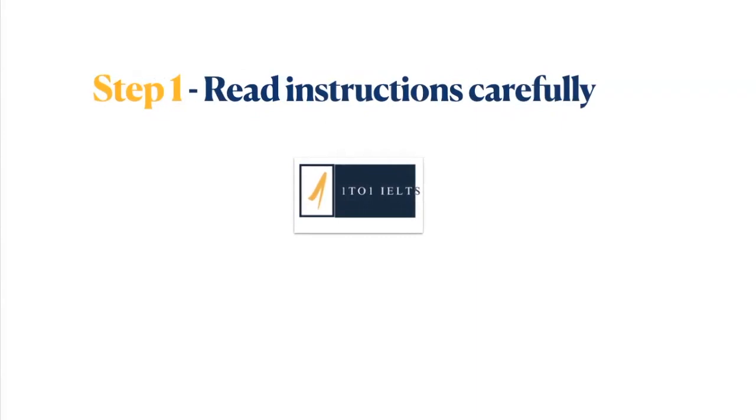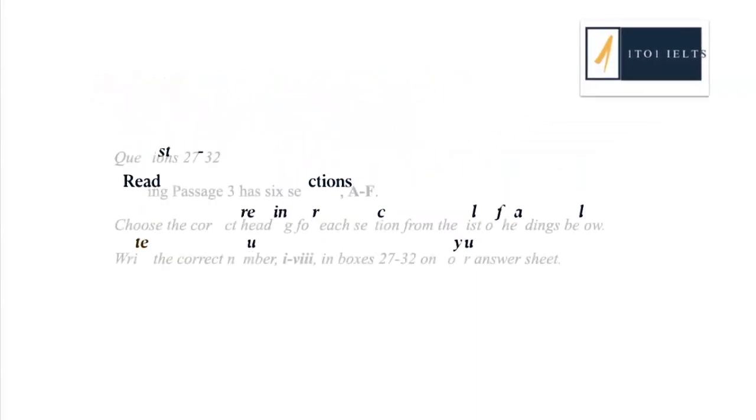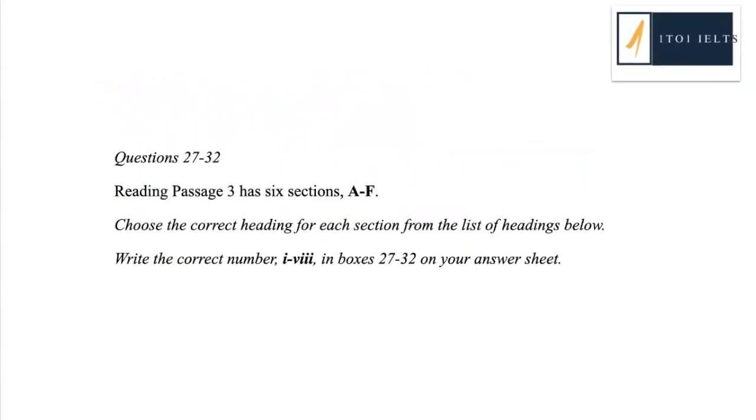Step 1, always read the instructions carefully. We've got here questions 27 to 32. We are looking at reading passage 3, which has 6 sections, A to F. We need to choose the correct heading for each section from the list of headings below. Write the correct number, 1 to 8, in boxes 27 to 32. You will notice that we're going to have more options than we do sections.